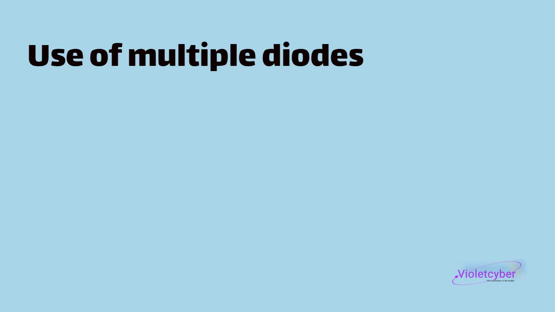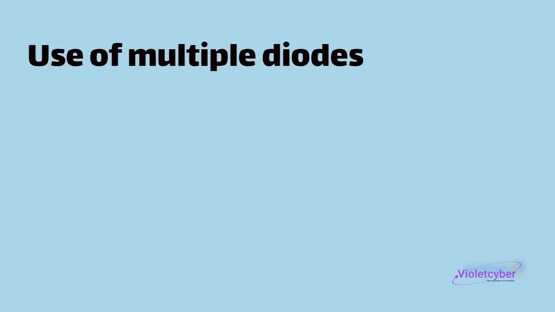Using multiple diodes in a circuit can have different effects depending on how they are connected and the intended application. Diodes can be combined in various ways, such as series connection, parallel connection, bridge rectifiers, and more. Each of these configurations has its specific uses and characteristics.